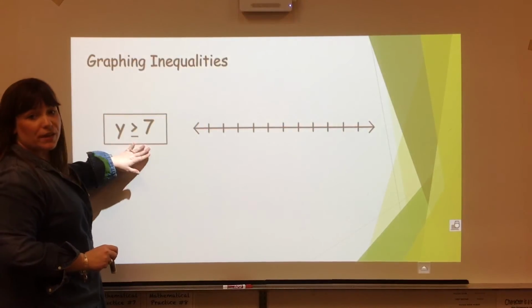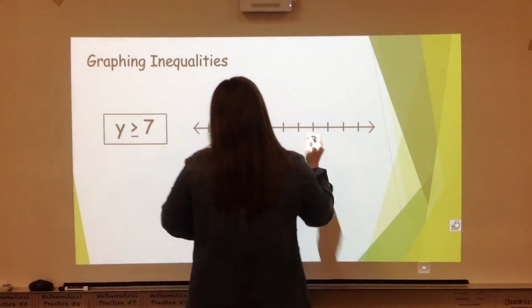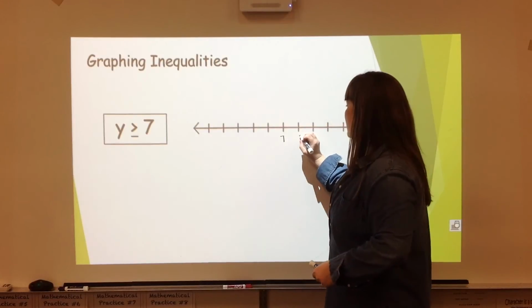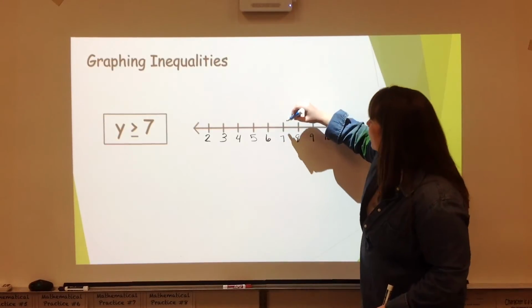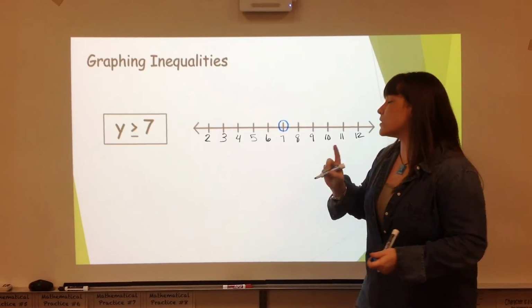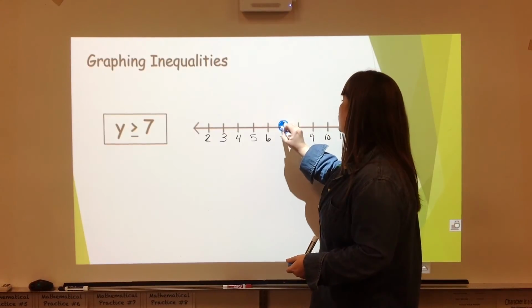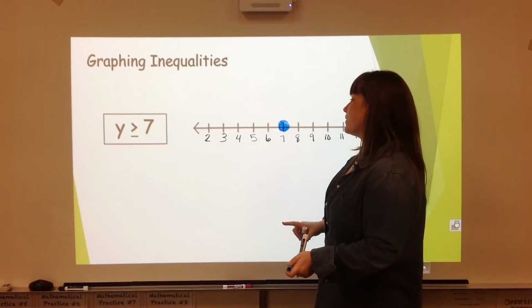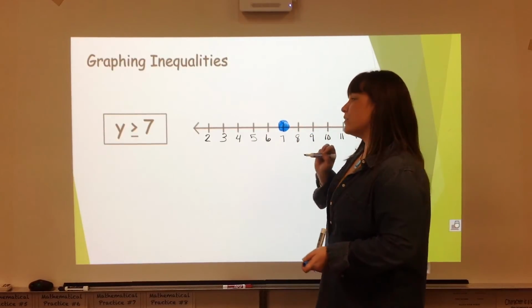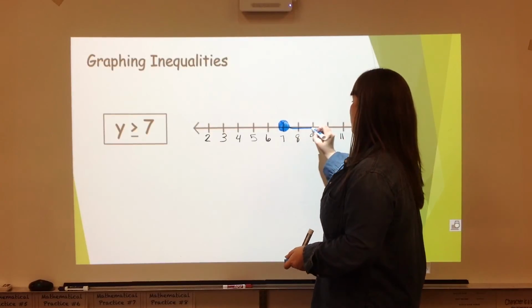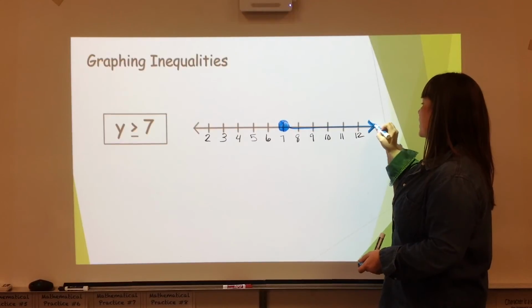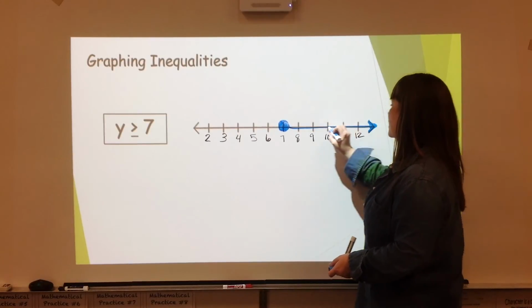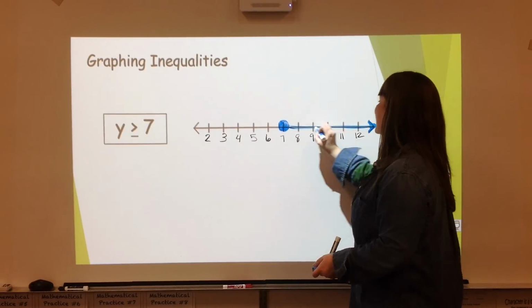Y is greater than or equal to 7. We're going to fill in our numbers starting with 7. Above the 7, we're going to draw a circle. And because this is greater than or equal to, we're going to fill in the circle and then figure out which direction we're going. Y is greater than or equal to 7, so that means I have to shade to the right. Here's my greater than symbol. My arrowhead needs to be shaded in and a dark, heavy line.